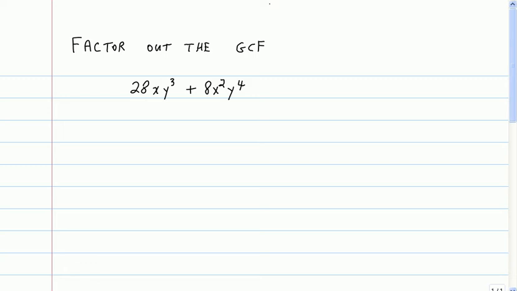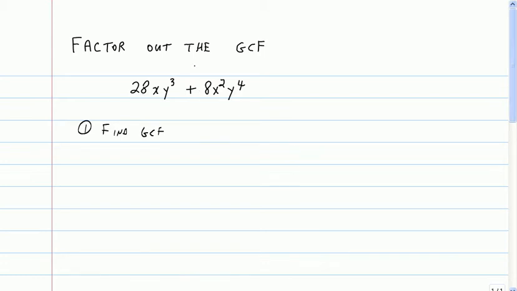In this problem, we're going to factor out the greatest common factor from 28xy cubed plus 8x squared y to the fourth. And the first thing we do is to find the greatest common factor. To do that, we look first at the 28 and the 8.